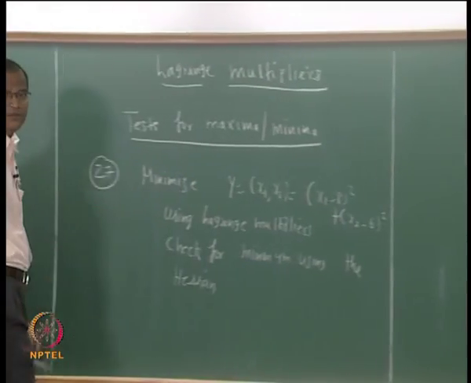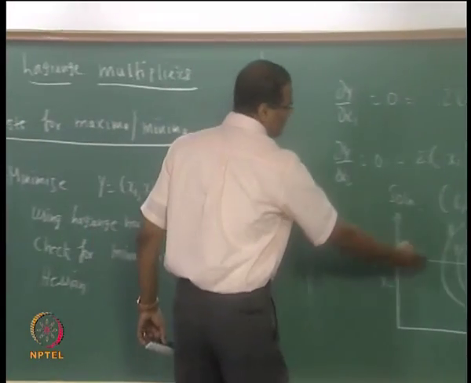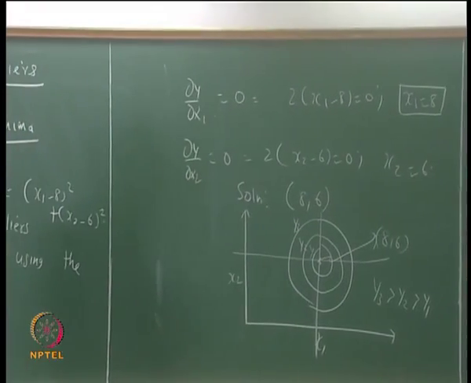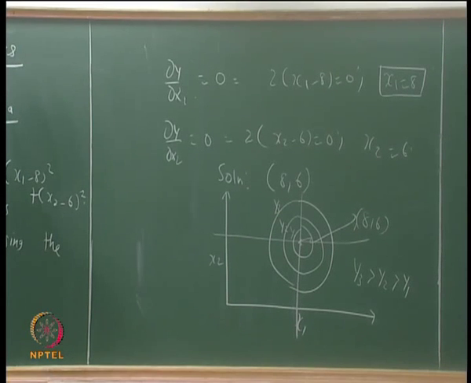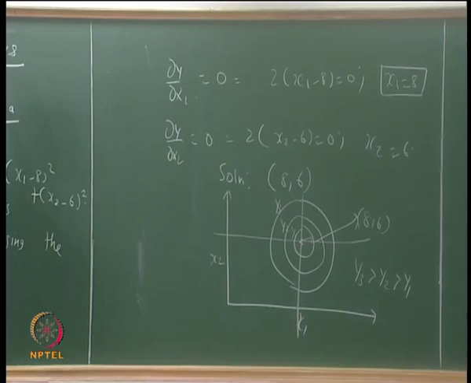Is this clear? So for a simple case where the objective function is actually a circle, of radius the square root of (x1 minus 8) whole square plus (x2 minus 6) whole square, that is the radius. So the solution is like this.